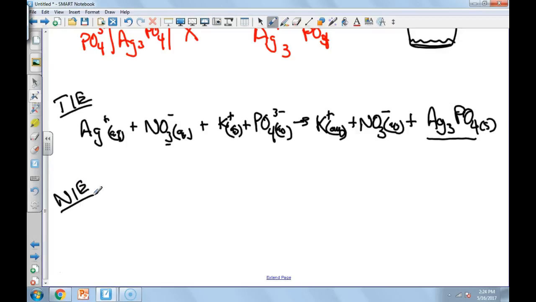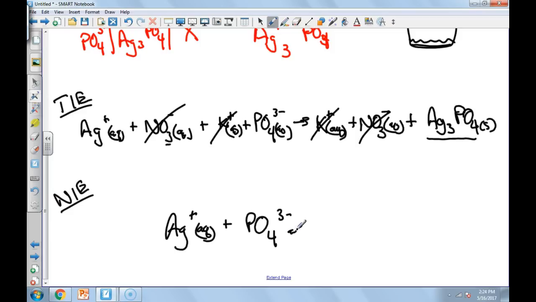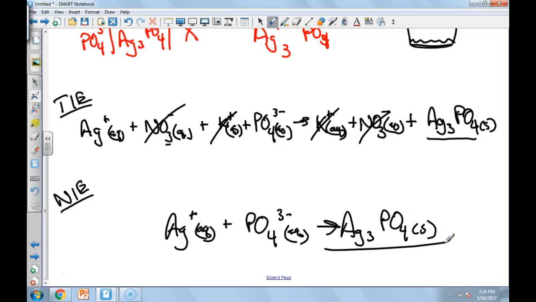Okay, so now we can write the net ionic equation, the overall change. So we're going to cancel out the things that are the same on both sides. So this is K, K, NO3, NO3. And so what we're going to get is Ag plus aqueous plus PO4 3 minus aqueous reacts to form Ag3PO4 solid, and that becomes underlined because that's a precipitate.